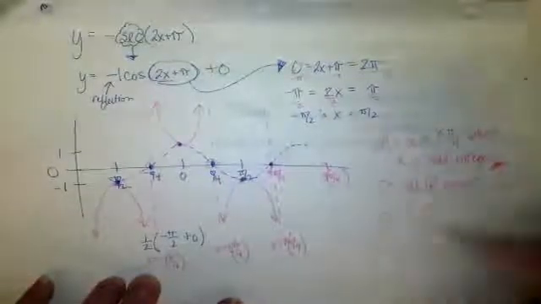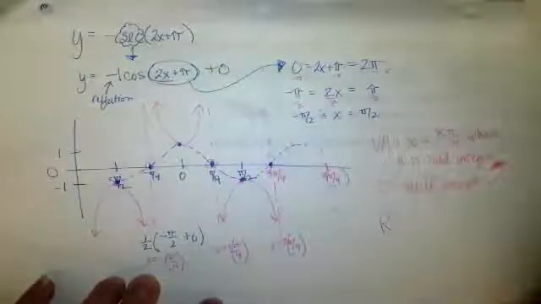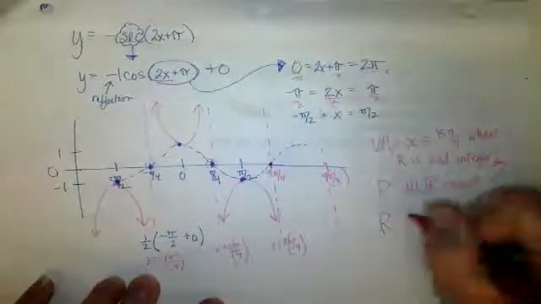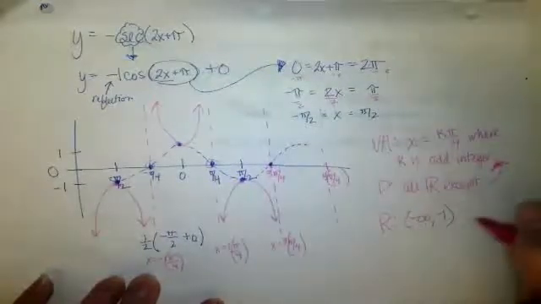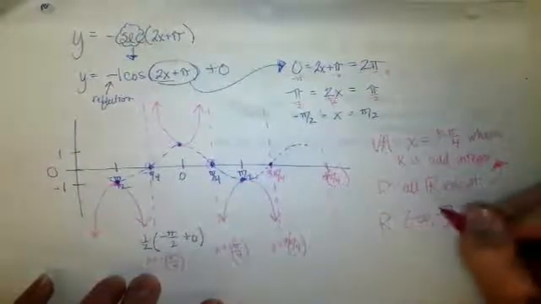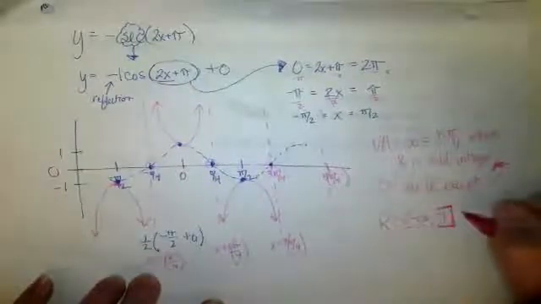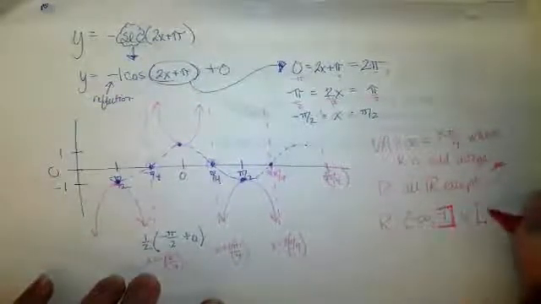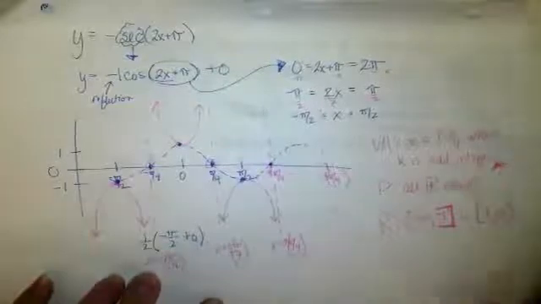What's the range of this function? Oops. Good. That's a bracket. And then union 1 to infinity? Yes.